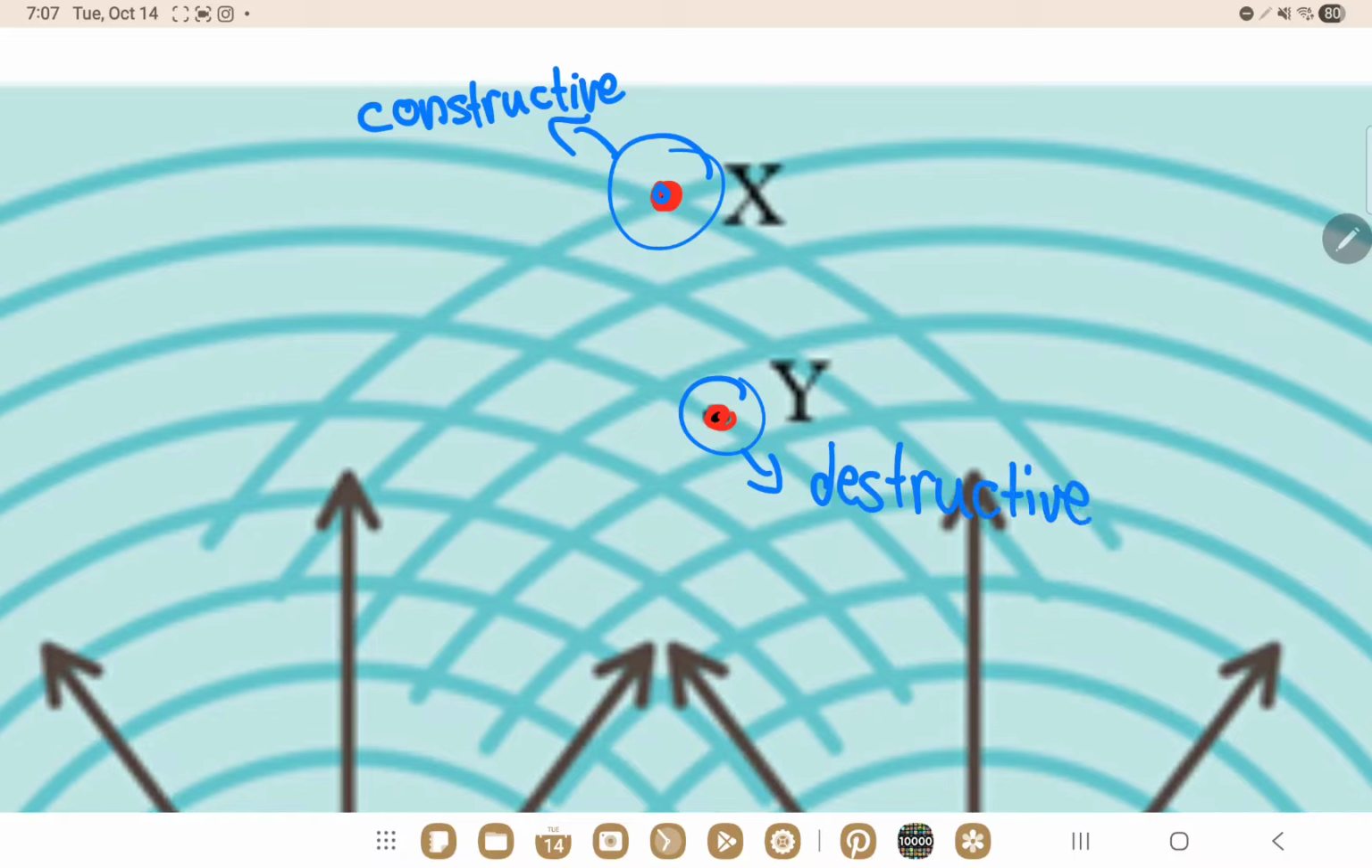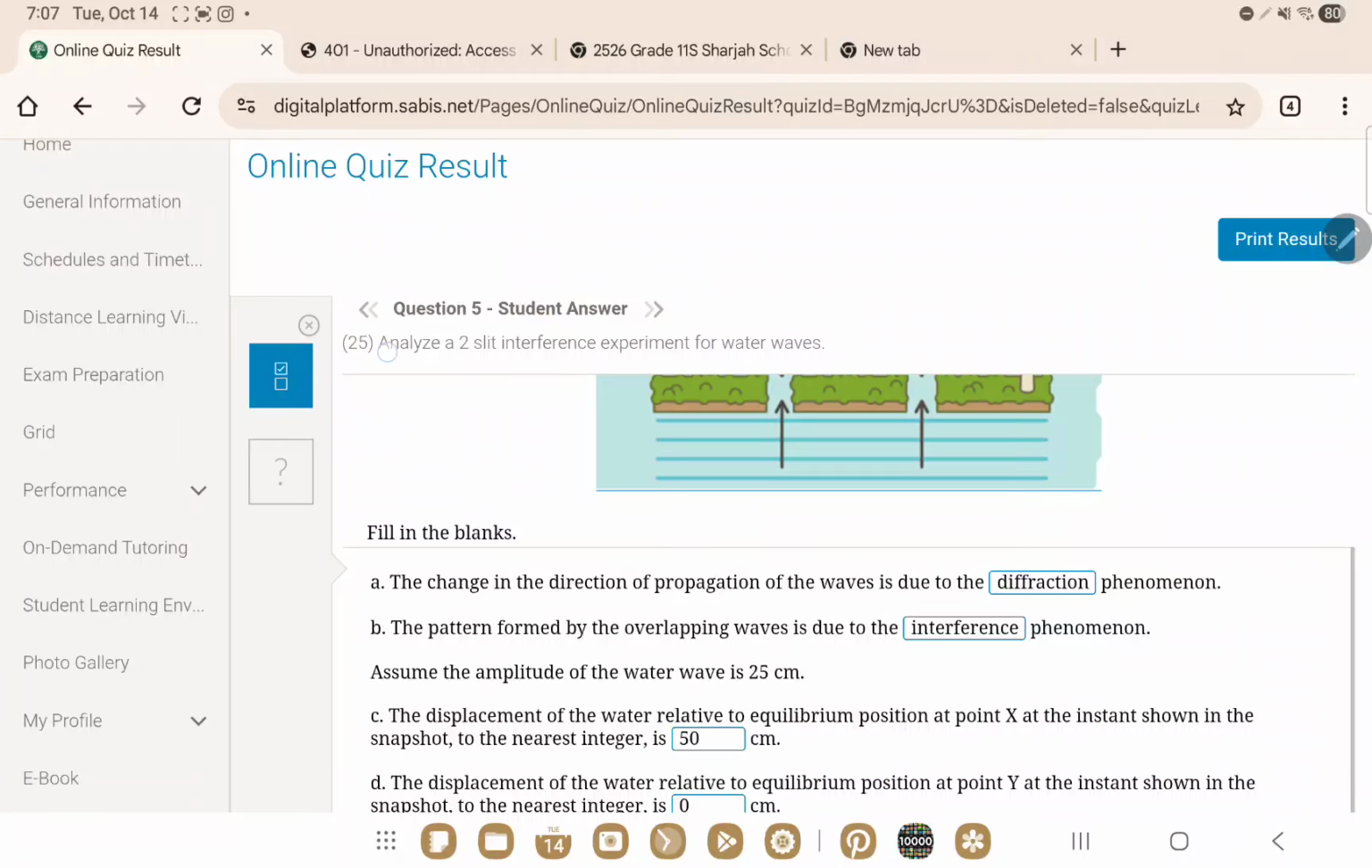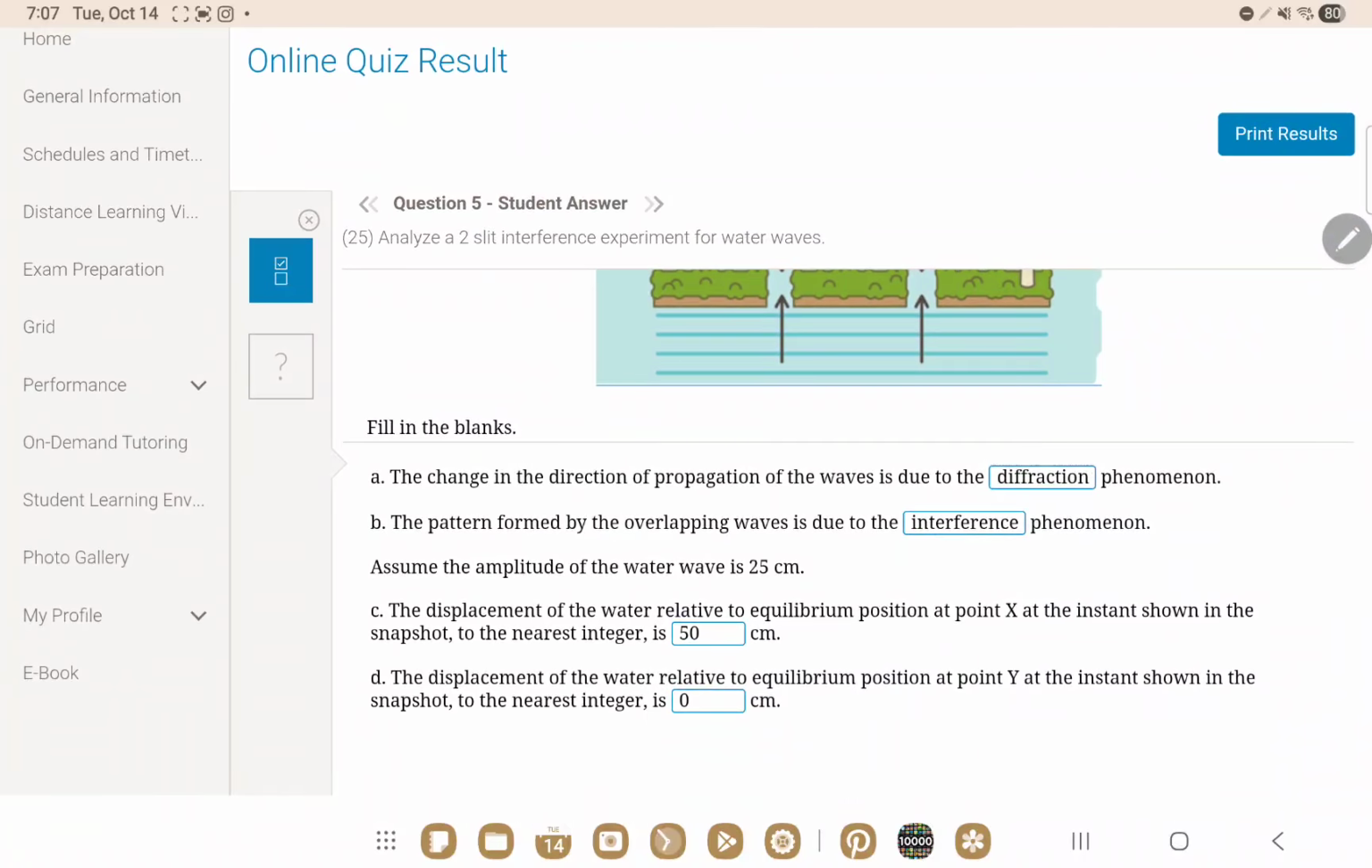So whenever you have it constructive, or whenever you see them overlapping, you will get the wavelength times 2. In our case it's 25 meters, so it's going to be 50. And whenever it's destructive it is 0, and that is it, because they are 25 minus 25, which is 0, whereas in the first case it's 25 plus 25.